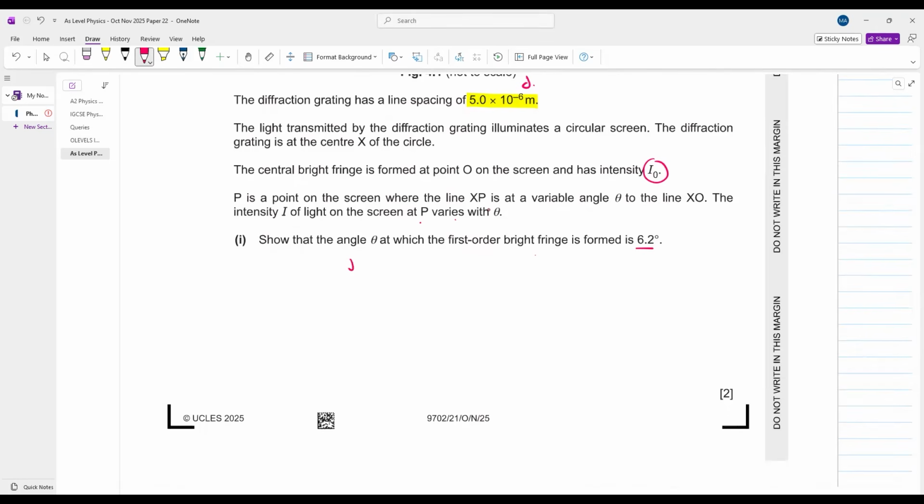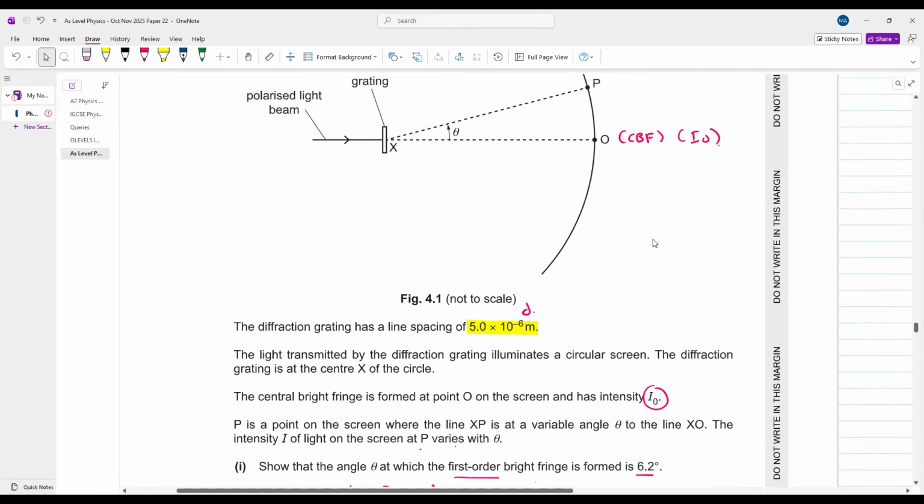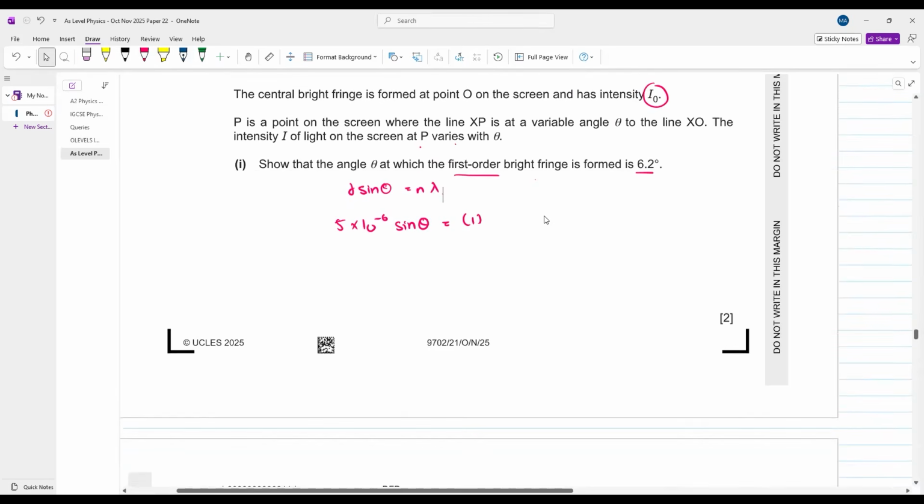कैसे शो करेंगे? D sin theta is equals to n lambda. What is your value of D? 5 into 10 raised to the power of -6. Angle we have to calculate. N is 1. Why is N 1? Because this is the first order bright fringe. Wavelength की वैल्यू क्या है? 540 nanometers. 540 into 10 raised to the power of -9 beta.